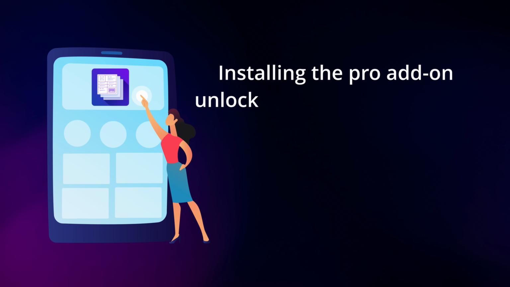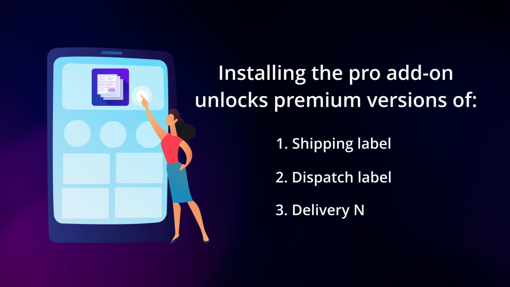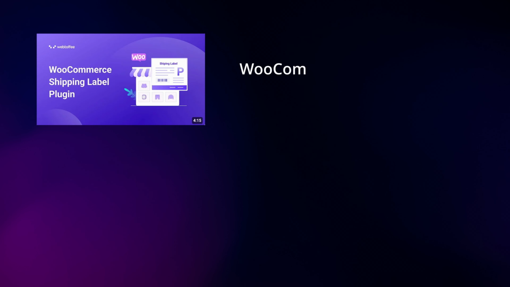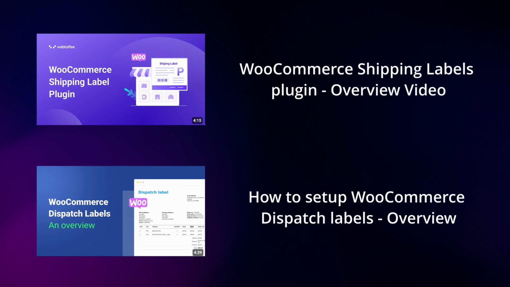With the Pro add-on installed, you gain access to premium versions of 3 document types: the Shipping Label, the Dispatch Label, and the Delivery Note. Ensure you check out the dedicated videos spotlighting the features of Shipping Labels and Dispatch Labels.